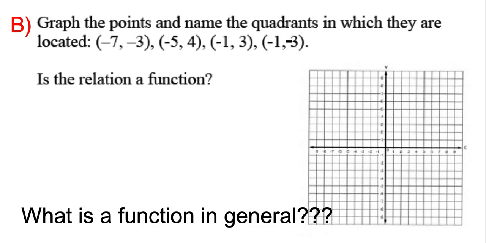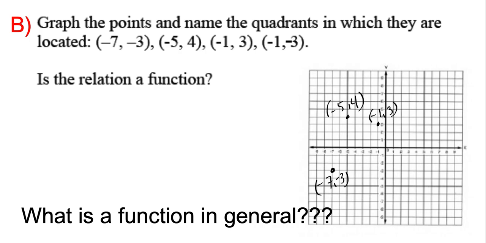I moved things around again. For this one, left 7, down 3, we land right here. You don't have to label it, I'm just doing it for you. Then -5, up 4, that's the next one. So -5, 4, and then the next one is -1, 3.